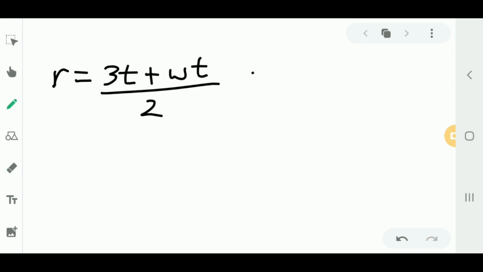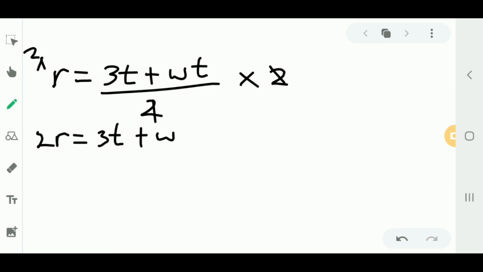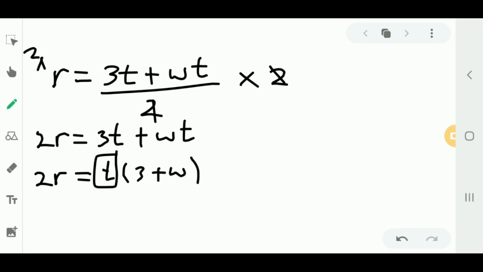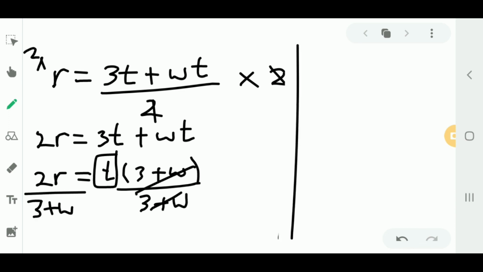Let's say we have this here. So what we're going to do is multiply both sides by 2 first. So we have 2r is equal to 3t plus wt. And again, we can factor out the t here. So you have 3 plus w. So now we can get t by itself. So we're dividing both sides by 3 plus w. So that means t is equal to 2r over 3 plus w.